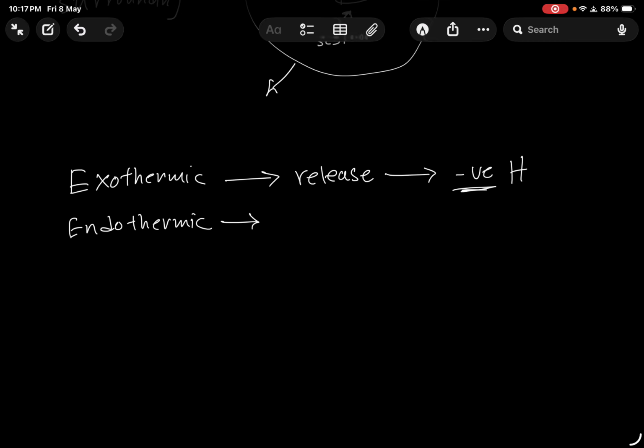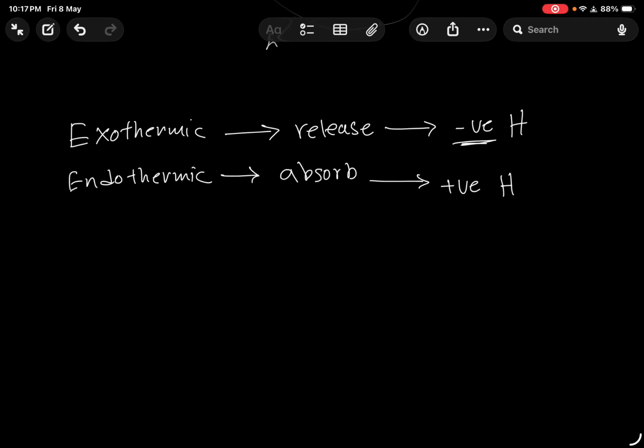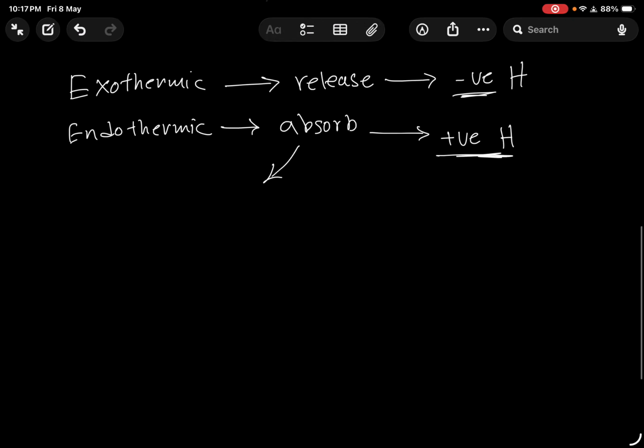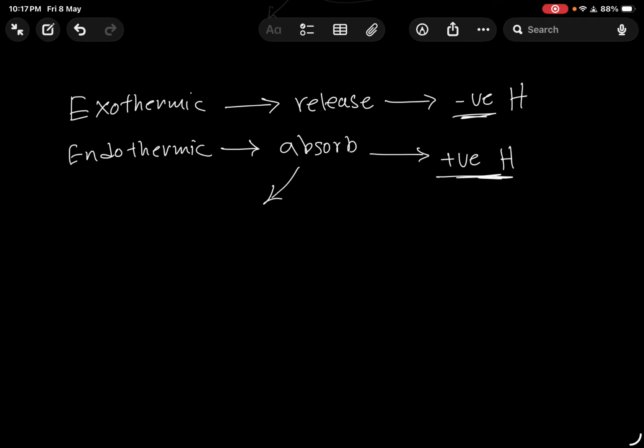Endothermic is quite the opposite. In this case, the system will absorb energy from the surroundings and will cause a positive internal energy. To understand this better, just imagine that you are using a pot and boiling water. The water will absorb energy from the surroundings, from the heat, and it will have a positive internal energy because the fire made the water hot. So the water has gained some energy, and that has caused a positive internal energy.